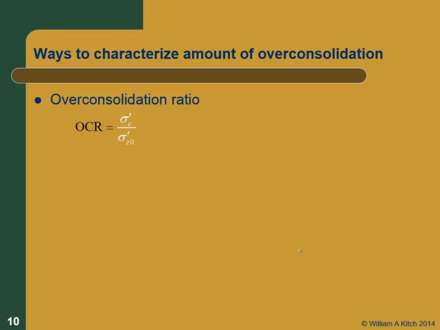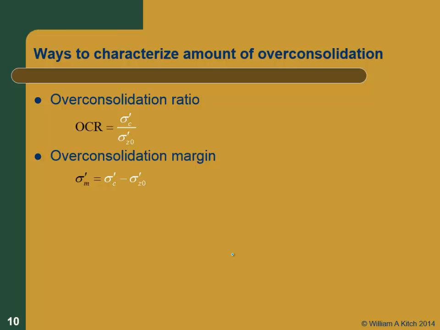So how can we characterize the overconsolidation? There's two ways to do it. The most common one by far is the overconsolidation ratio, which is just the ratio of the preconsolidation stress divided by the current vertical effective stress. This is the original way it was created and the way it was most defined.